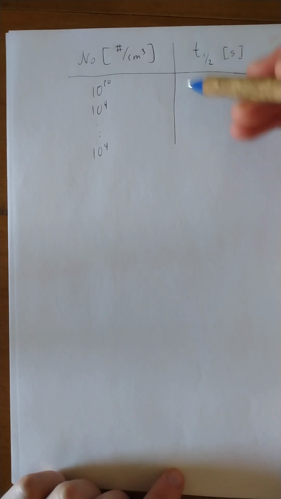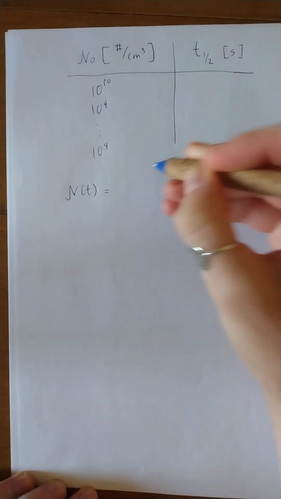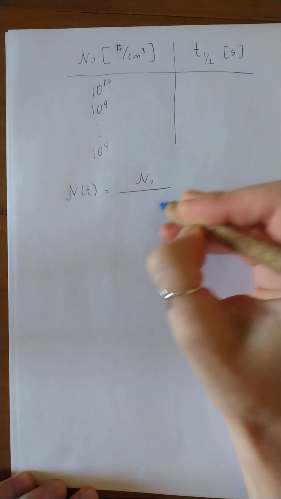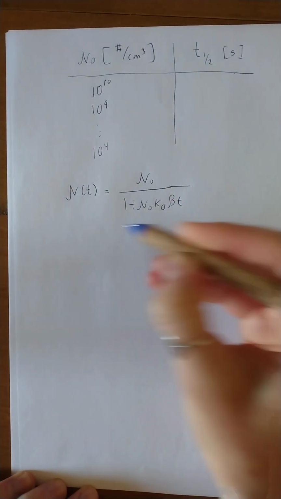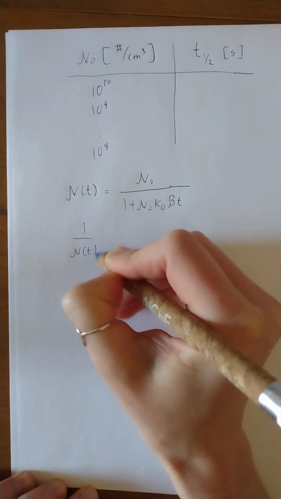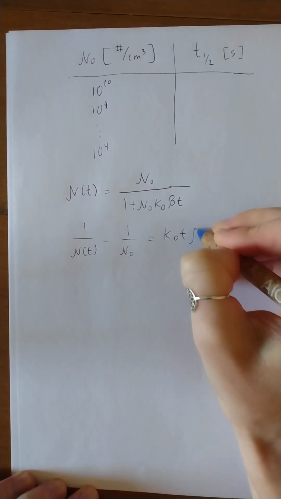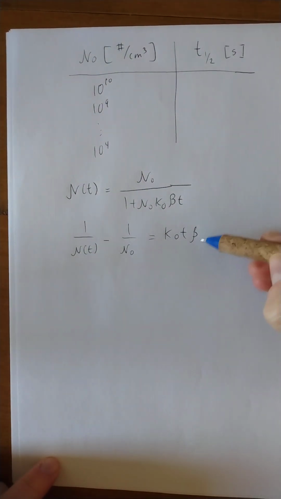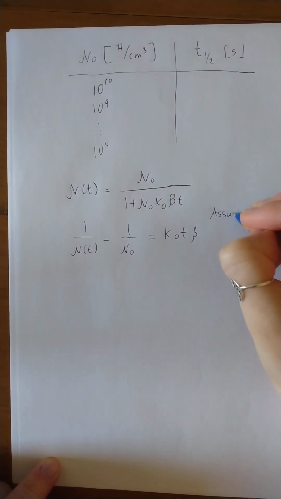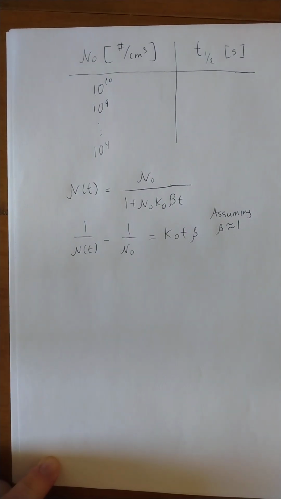So let's start by getting an expression for this. In class, for monodisperse coagulation, we had this number concentration over time that looked like this, but we also gave another form for it that looks like this. This is just rearranging that first version. Again, in this case, since we have no information about the size of the particles, we only have number concentrations, then we're just going to have to assume that beta is approximately 1. We have no information from which to calculate it.